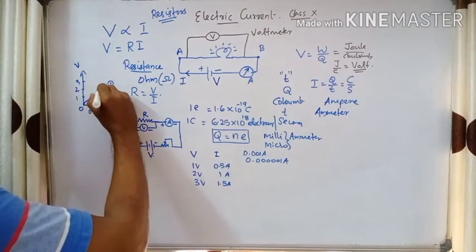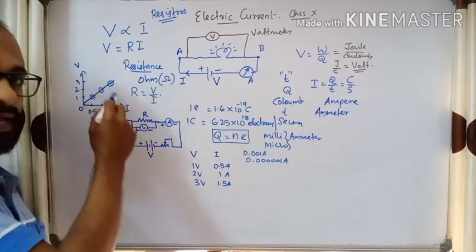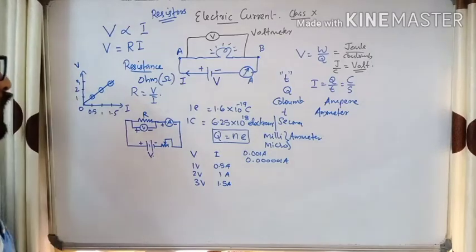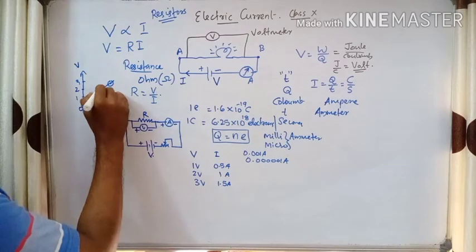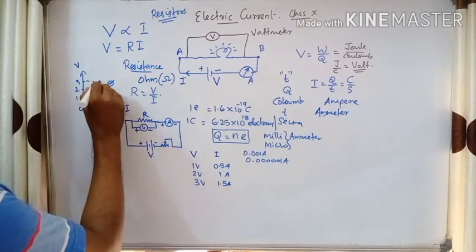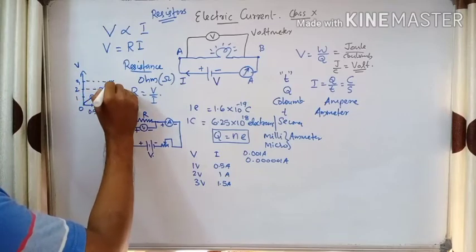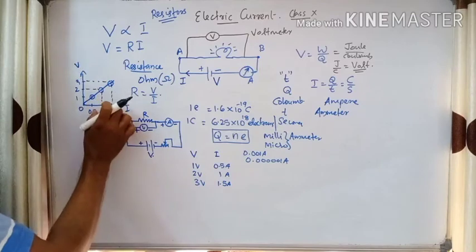When you join the points, we will get a straight line. This is a straight line graph. It is called a VI graph of Ohm's law. Now what we will do is find the slope of the graph. How will you find the slope? Take any 2 points. I choose these 2 points. I am going to find the slope. How can I find the slope? Change in y coordinate by change in x coordinate.